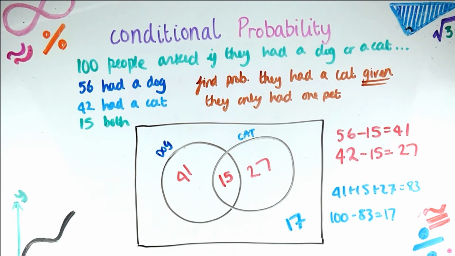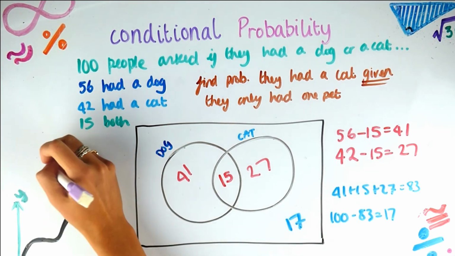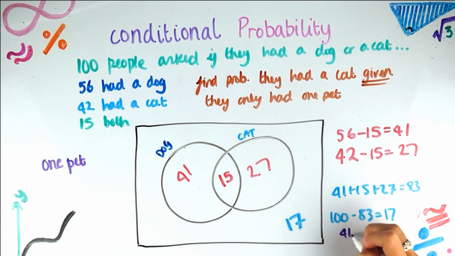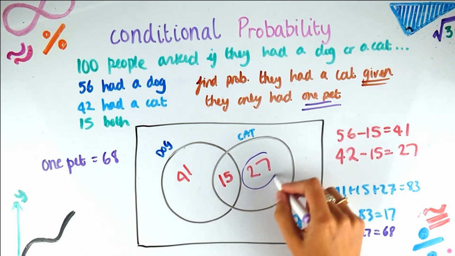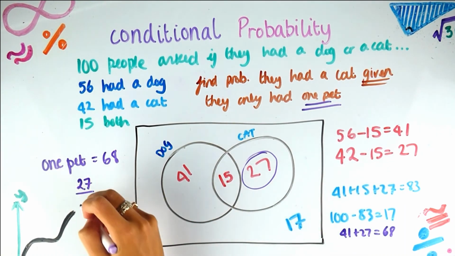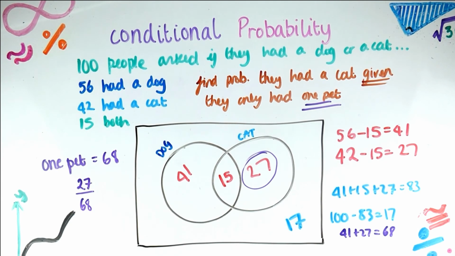Okay, now we can get back to our main question. It says, find the probability they have a cat, given they only have one pet. So how many people have one pet? And that is the 41 that have the dogs and the 27 that have just a cat. So that is 68 people. So what is the probability they have a cat given they have one pet? And that is 27, because they can't have the both. And that is out of the people who have one pet, and that is 68.